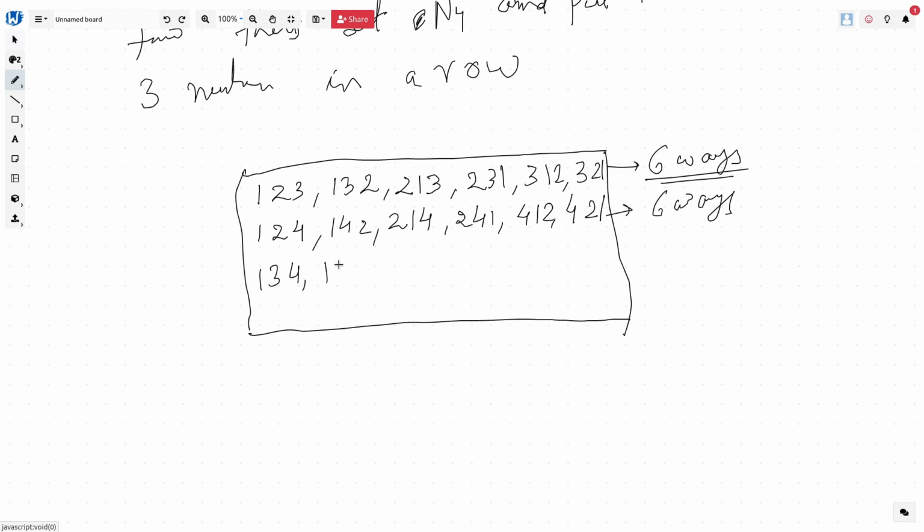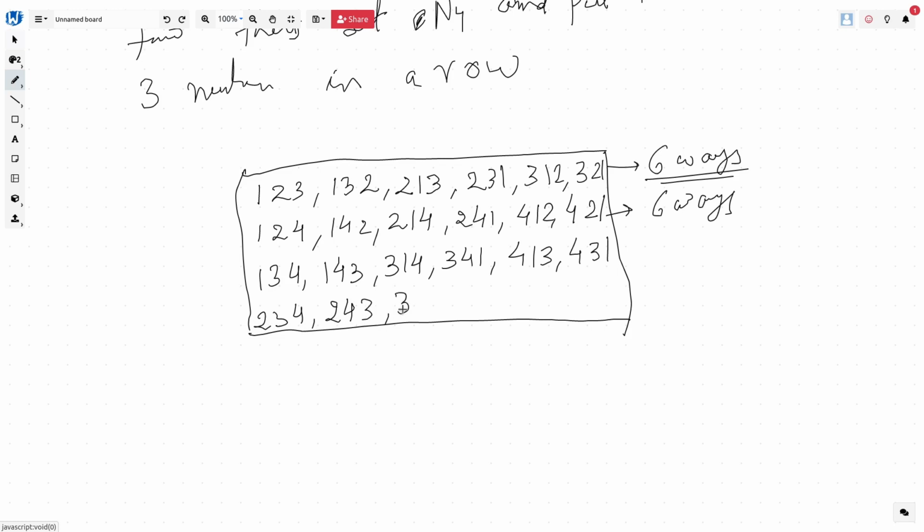So we will write down all these numbers starting with 1, then we move to 3. So we are left with 1, 4. Then we have 3, 4, 1. Then we move to 4. Then we are left with 1, 3 and 4, 3, 1. Right. The last combination which we can use is 2, 3, 4. Right. So we can again rearrange it into 6 ways.